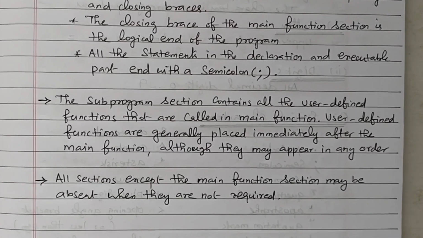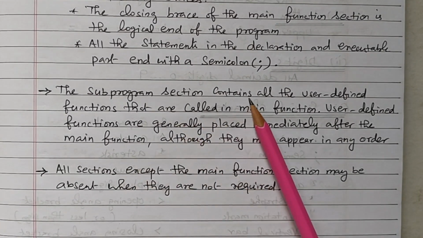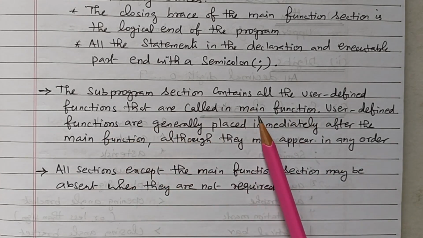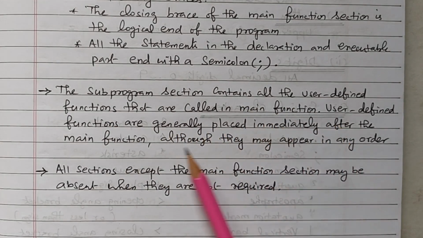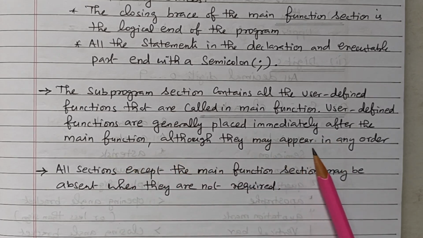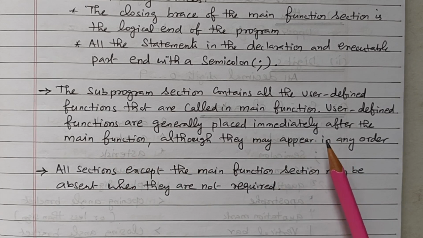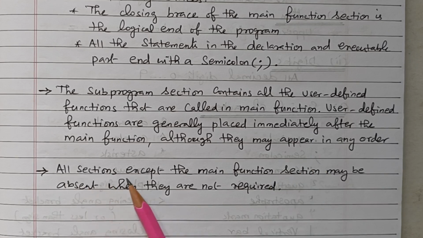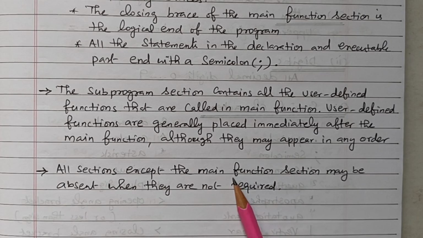Then subprogram. The subprogram section contains all the user defined functions that are called by the main function. User defined functions are generally placed immediately after the main function, although they may appear in any order. So the main function is followed by user defined functions. In this structure, all sections except the main function section may be absent when they are not required. So the main function is important. In order to write a C program, one main function should be available.